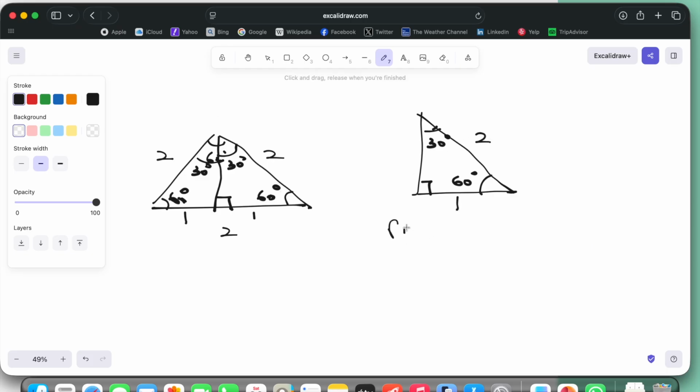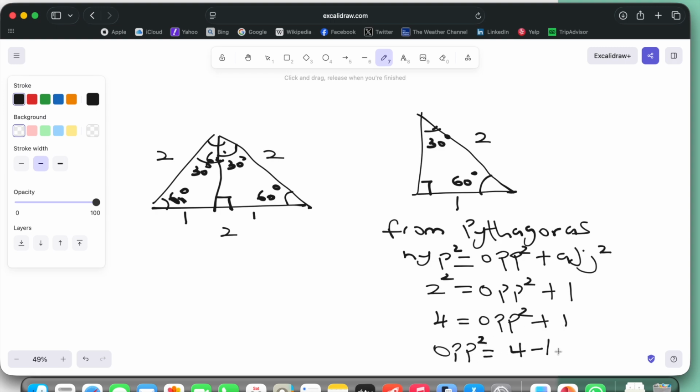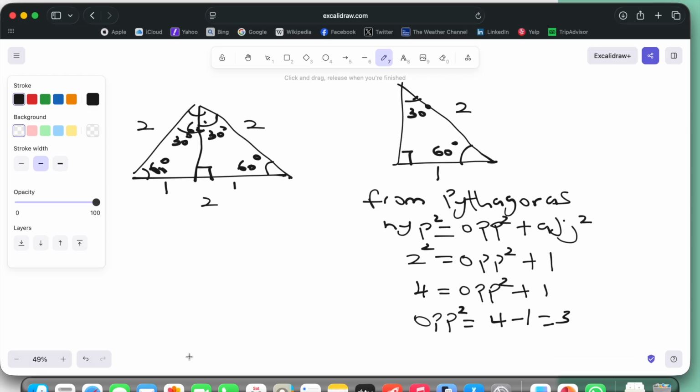So from Pythagoras, what do we know? We know that the hypotenuse squared is equal to the opposite squared plus the adjacent squared. The hypotenuse is 2, so 2 squared is equal to the opposite squared plus the adjacent, which is 1. 1 squared is 1. So 4 is equal to the opposite squared plus 1. So the opposite squared is equal to 4 minus 1, which is 3. Therefore, my opposite is equal to the square root of 3, taking the square root of both sides.